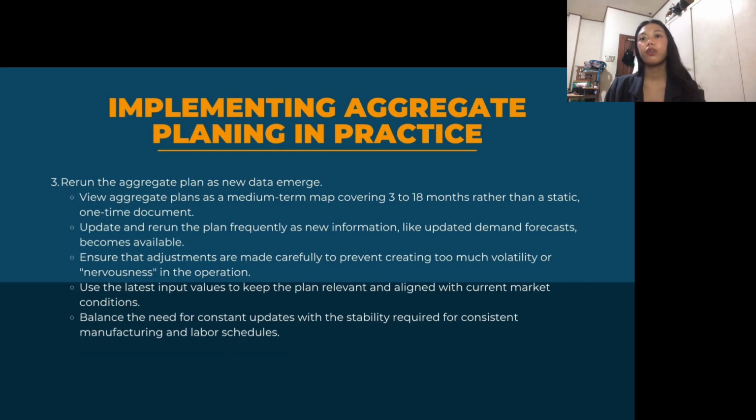Number three, rerun the aggregate plan as new data emerge. So while these plans usually cover a horizon of 3 to 18 months, you shouldn't wait a year to look at it again. As new data emerge, like a sudden shift in market trends, you need to rerun the plan. However, there's a catch. A manager has to be careful not to change things too often. You want to stay updated without creating plan volatility, so that it doesn't confuse your production team. So you have to use the latest values to tweak the plan, not redraw it every single day.